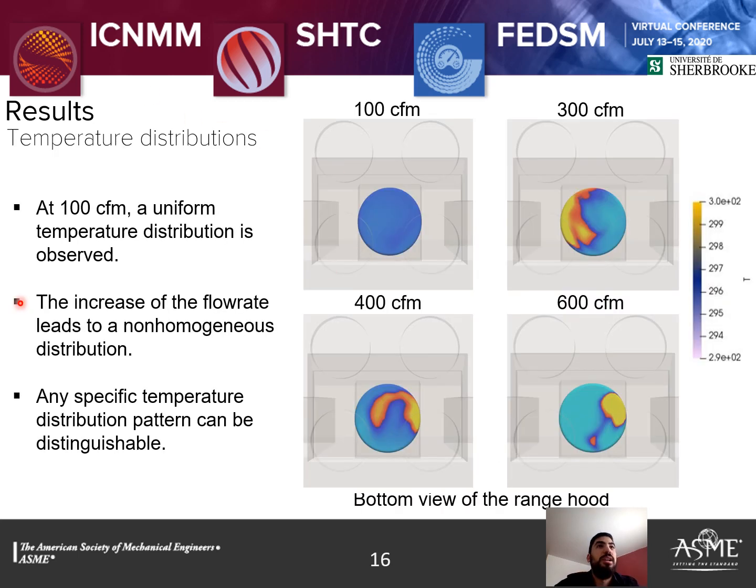Concerning the temperature distribution, this is the temperature distribution near the range hood. You can see at 100 CFM, we have a uniform temperature distribution. However, increasing the flow rate leads to a non-homogeneous distribution, but we cannot distinguish any specific temperature distribution pattern for the different flow rates.